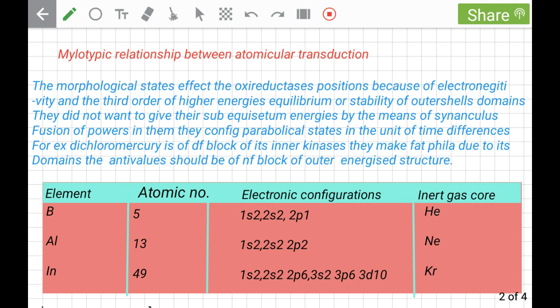Its antidote can be made by chemical kinesis of chemical phylas. The dichloromercury is being made from the two states which have a synancular network between them.